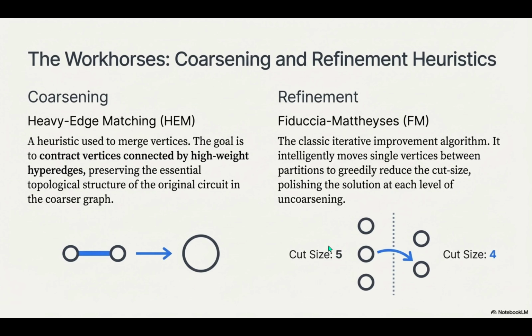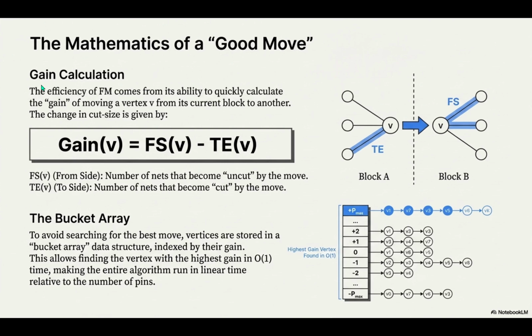And the genius is how it decides what the best move is. It's all about this concept of gain. It's all about the gain. The gain is just the net change in the cut size if you move a component. You calculate it as the number of nets you set free minus the number of new nets you pull into the cut. Nets set free, meaning wires that were crossing the boundary, but after the move, they're now totally inside one block. Exactly. We call it the from side. And the to side are the nets that were safe inside the other block, but now your move has dragged them across the boundary, making them cut. You're always looking for the biggest positive gain.